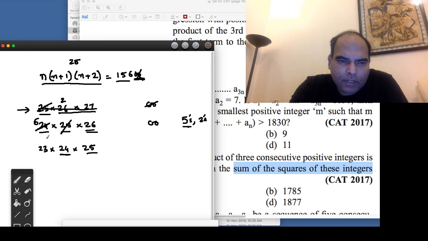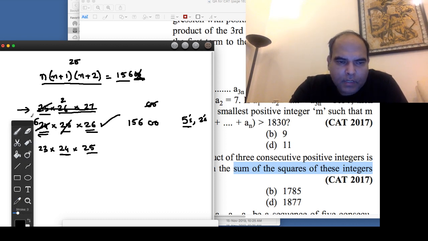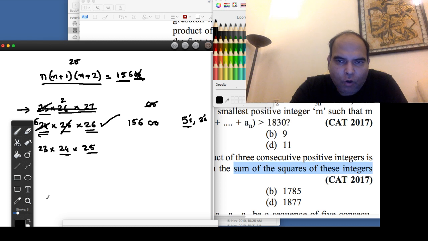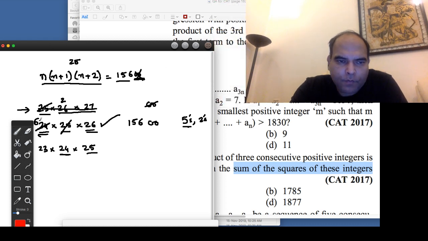So is 26 into 6 156? The answer is yes, and hence 24, 25, 26 is the numbers. Just see what happens when you go with a wrong value.